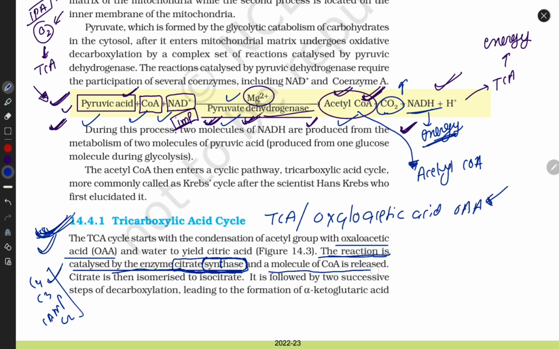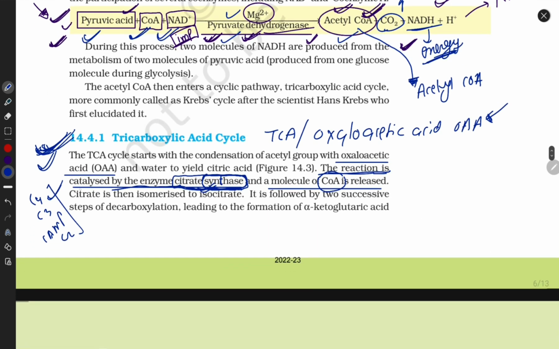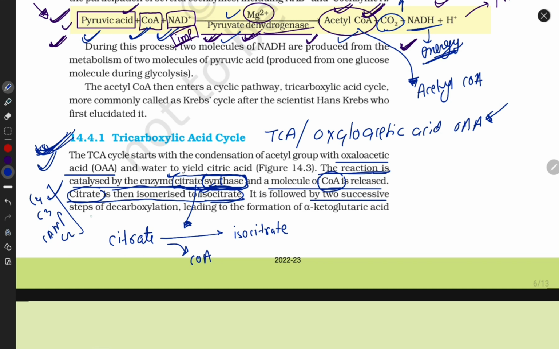And a molecule of coenzyme A is released. After this enzyme, coenzyme A will be released, along with pyruvic acid and NAD. They release after some time. They're helpful in the reaction. Citrate is then isomerized to isocitrate. Now, due to this enzyme, coenzyme A is released and citrate converts into isocitrate. What do they lose? Coenzyme A. And what kind of enzyme is present? Citrate synthase.